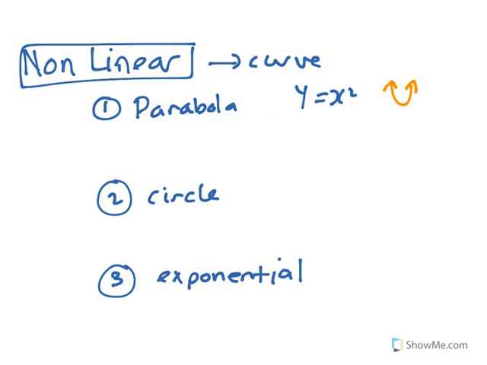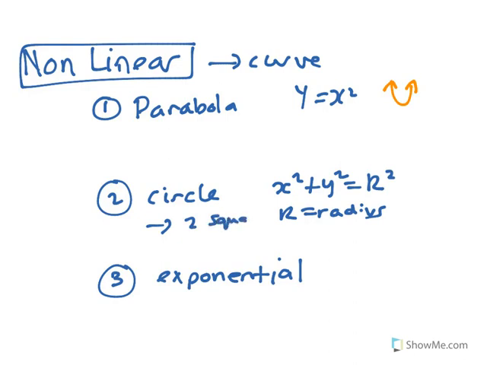The circle: x squared plus y squared equals r squared. So r is equal to the radius. And on this circle there are two squares. See? You can recognise that there's two squares on it. If you drew it around like that, that would look like a circle.